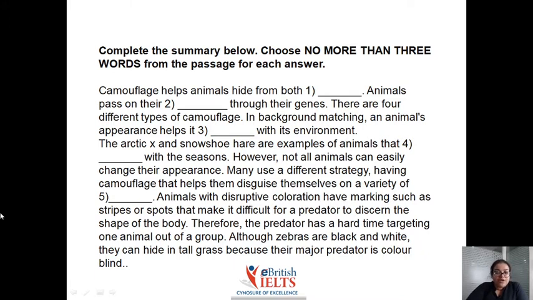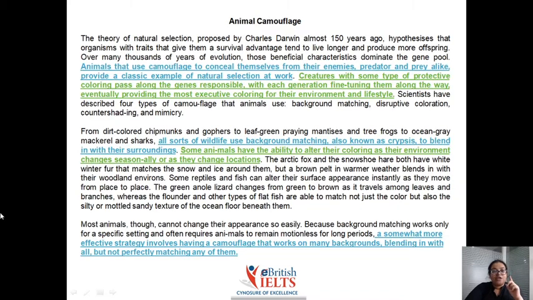It says camouflage helps animals hide from both dash. So camouflage is helping animals hide from 2 things, 2 people, 2 something, right? So that is what we have to figure out, what the 2 things are, right? So now let's go to the passage. Now I've highlighted few sections where the answers are so that it's easier for you to understand the area where I am reading, and so that you understand the usage of the 3 pointers I gave at the beginning.